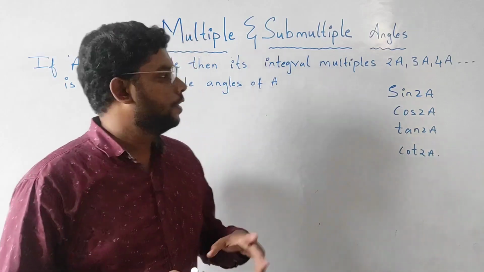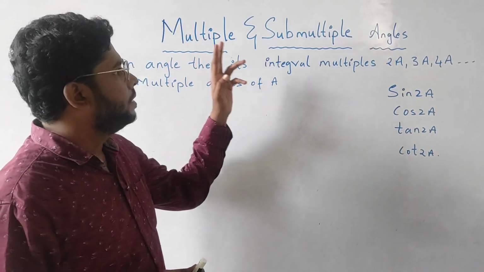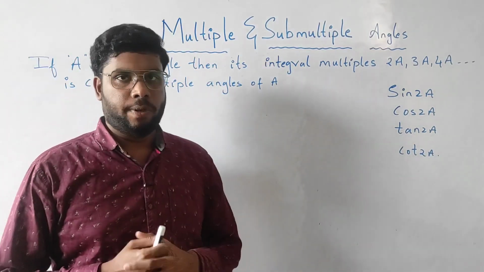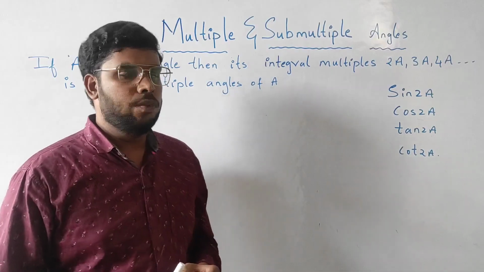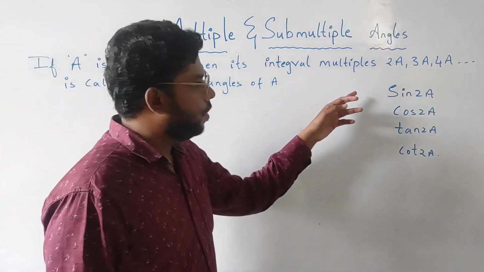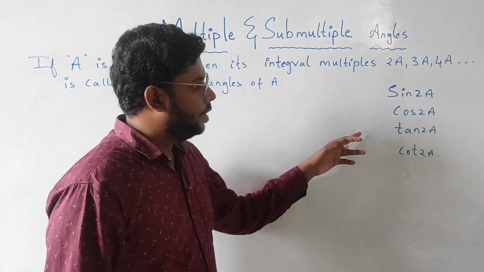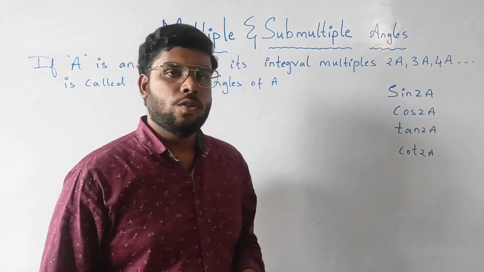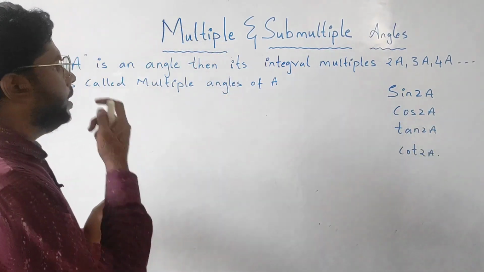So in this video we are going to see about multiple and submultiple angles in trigonometry. We are focusing on what a multiple angle is, and we are going to see the formulas for sin 2A, cos 2A, tan 2A and cot 2A. So now let us start with what multiple angles are.